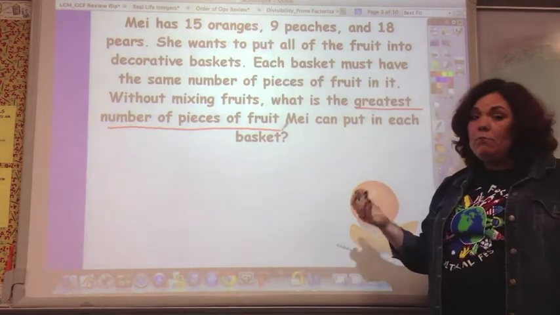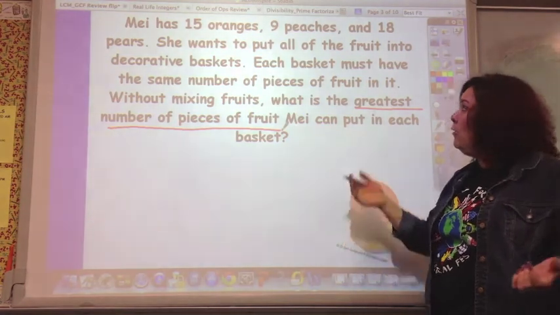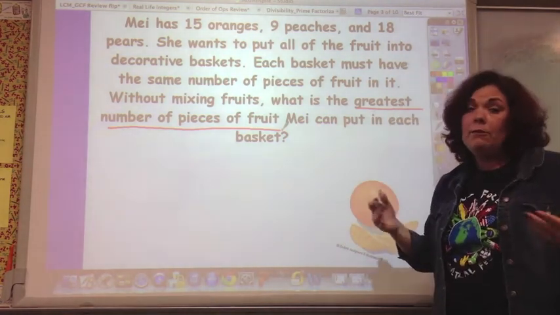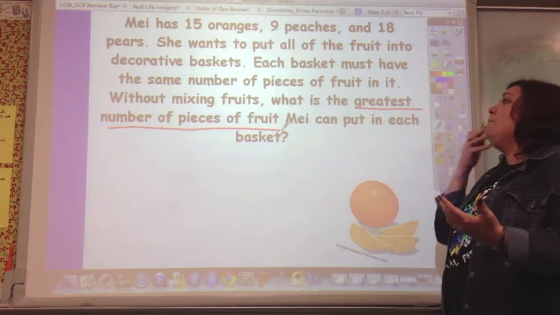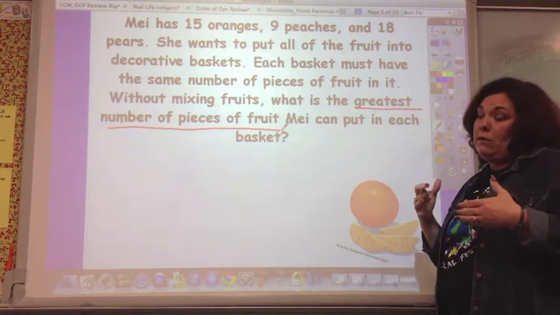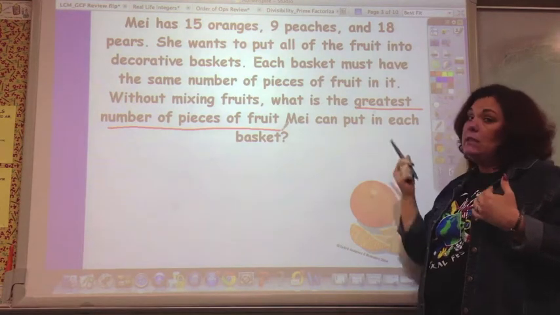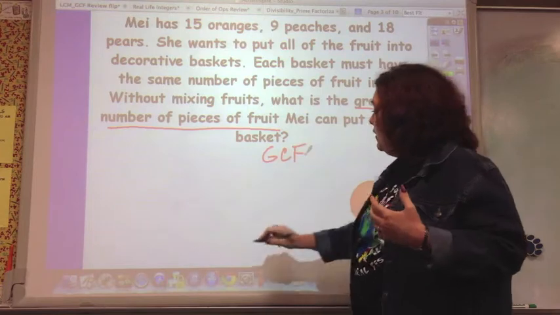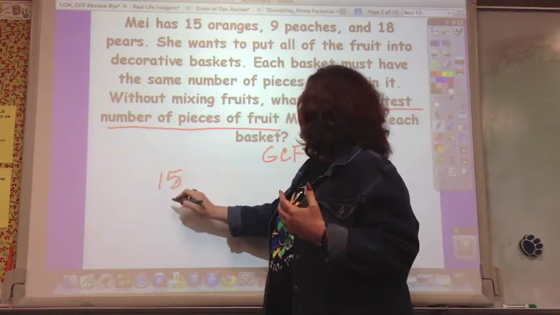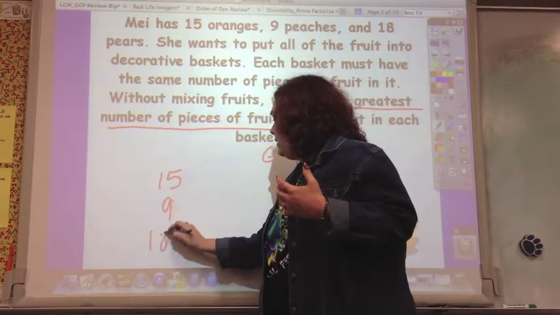Well, can she put more than 18? No, because it's the most that she has. Can she put more than 9? No. Can she put more than 15? No. So it's got to be a number smaller than those numbers. So greatest says greatest common factor. So I'm finding it of 15, 9, and 18.